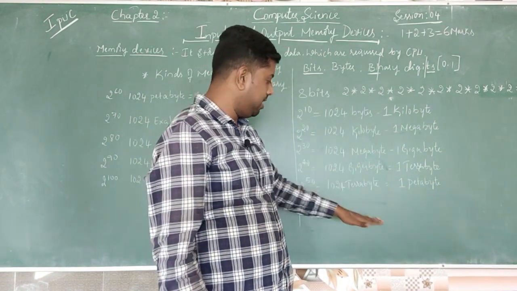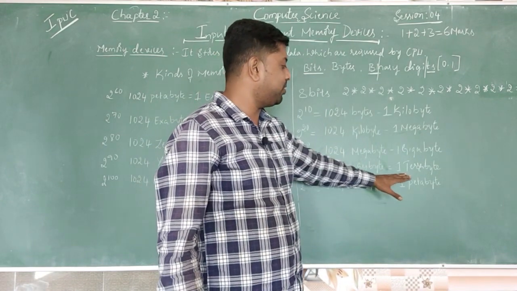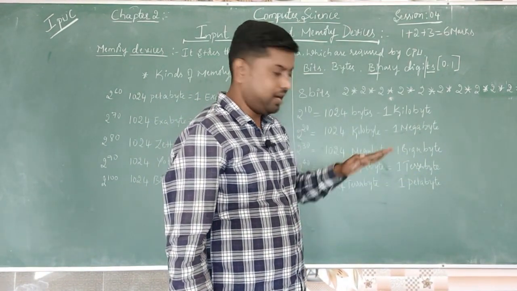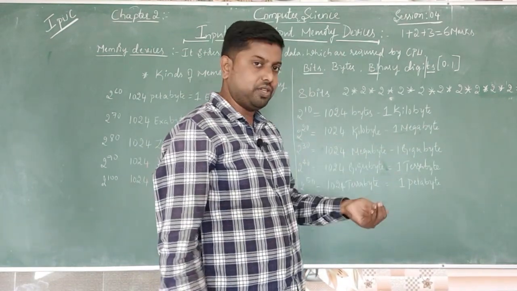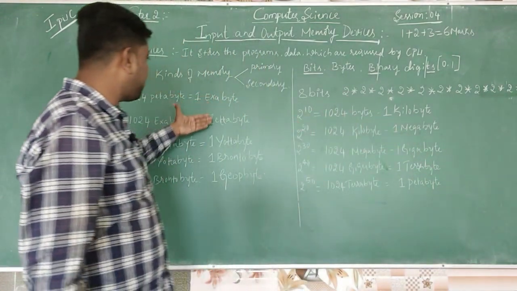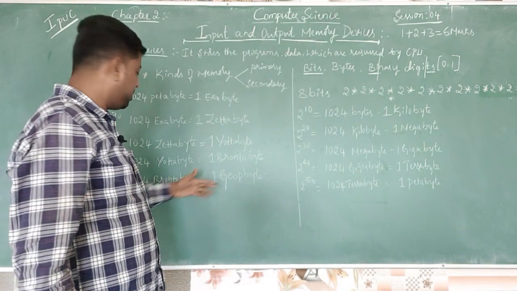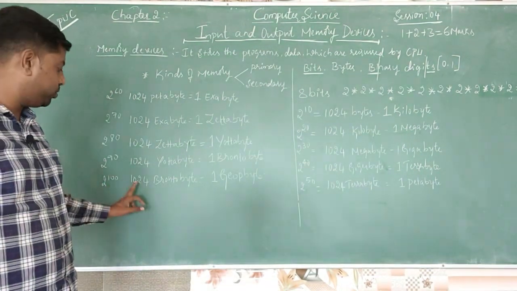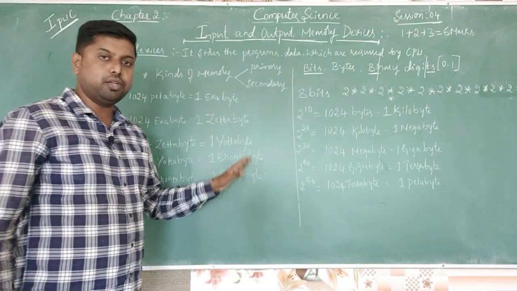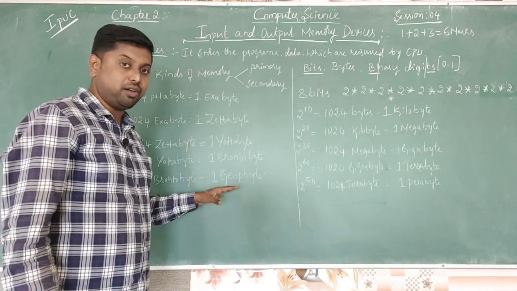Nowadays, as per our knowledge, 1024 gigabytes is equal to 1 TB. This is the limit we know at this moment. But in future, the terabyte will be extended into petabyte, exabyte, zettabyte, yottabyte, brontobyte and geobyte. So 1024 brontobytes is equal to 1 geobyte. It will be the last given measurement of memory.